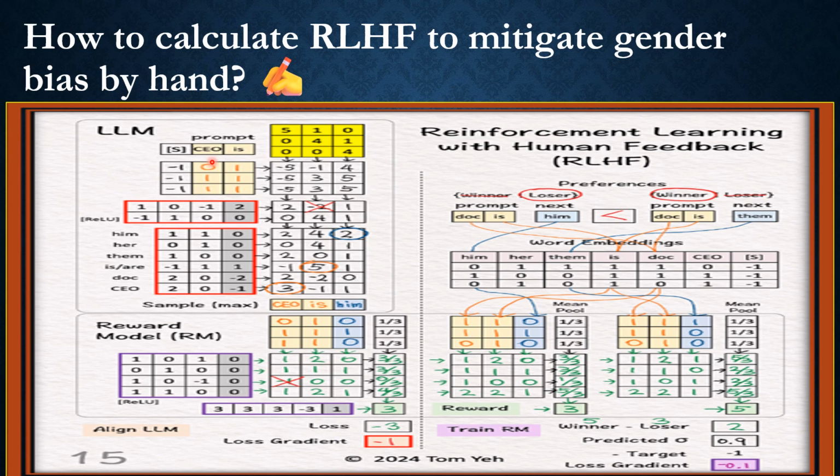So we are given a reward model, a large language model, and two prompts. Two pairs, that is a prompt and a next word pair here. First, train this RM, or the reward model. The goal is to learn to give higher rewards to the winners. So for the preference, a human reviews two pairs and picks a winner: doc is him or doc is them, right? So calculate the reward for pair 1, that is the loser.